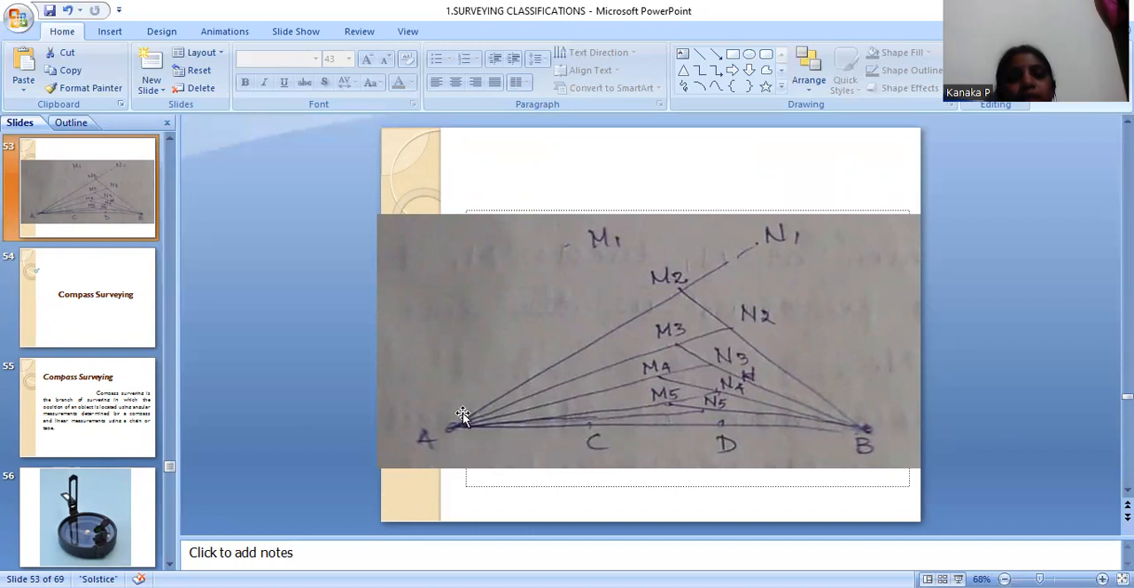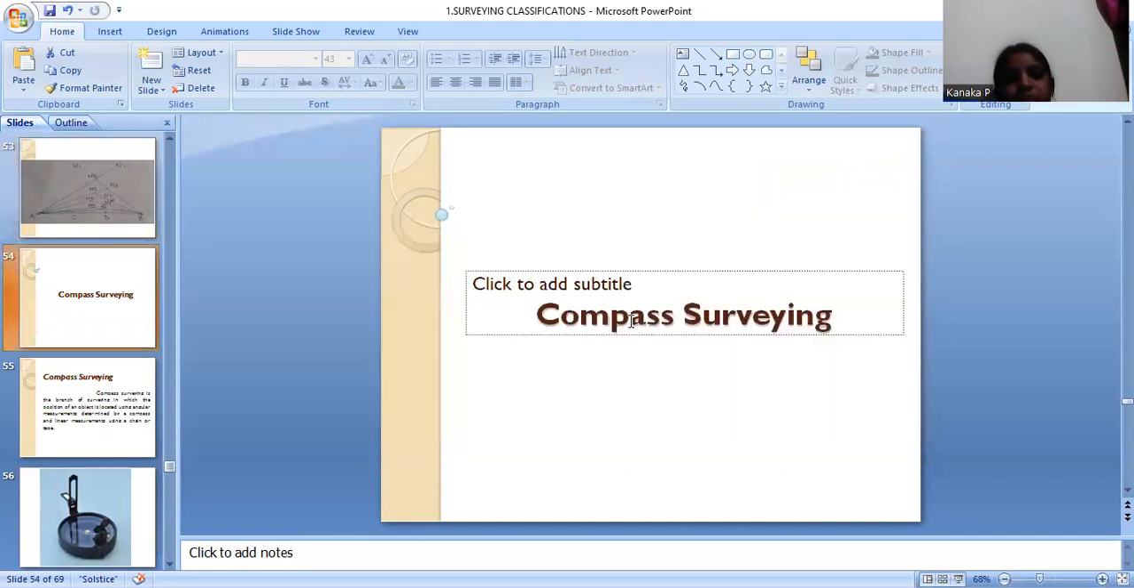C and D. So take the position of the M1 and the N1 and repeat the procedure of M2, M3 and M3, M4. So reach the point of selected the position of C and D. So this method is called indirect ranging.